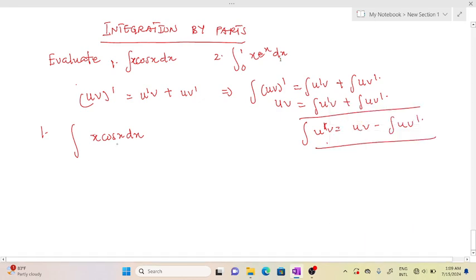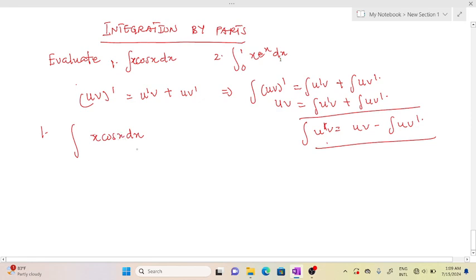In this problem, you have the integral of x cos x dx. Remember that this x here is a monomial and cos x is a trigonometric function. For that reason, I have the product of two different functions. Until I use integration by parts, I can't solve this. The condition I gave you is that there should be the product of two different functions.